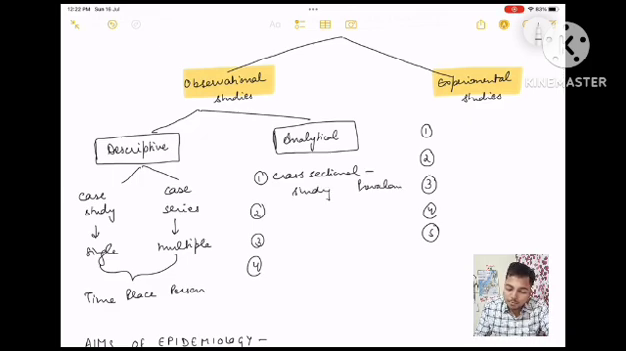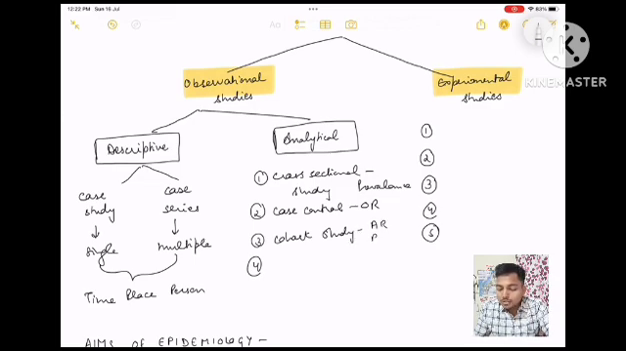Coming to analytical studies, we have cross-sectional studies, where we calculate the prevalence of a particular problem, and therefore these studies are also known as prevalence studies or snapshot studies. Then you have the case control study, where we can find out the odds ratio. Then we have cohort studies, where we can find out the attributable risk, relative risk and population attributable risk, which we'll be talking about in great detail in upcoming videos. Then comes the last one, the ecological studies, where we find out the correlation.